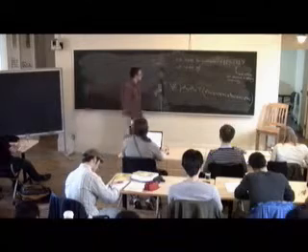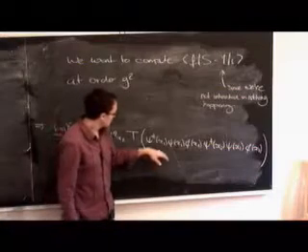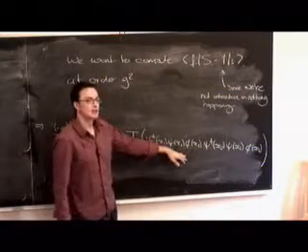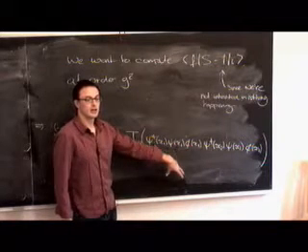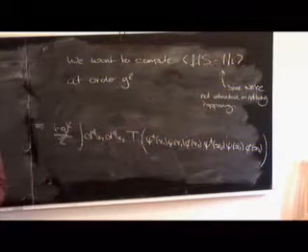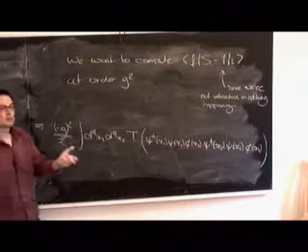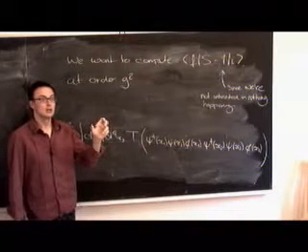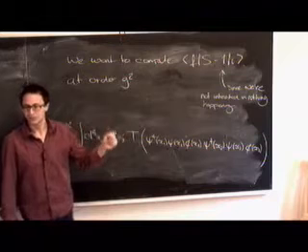Okay, so what do we do? Wick's theorem. Wick's theorem says that the time-ordered product is equal to the normal-ordered product plus all possible contractions. Plus all possible normal-ordered contractions.